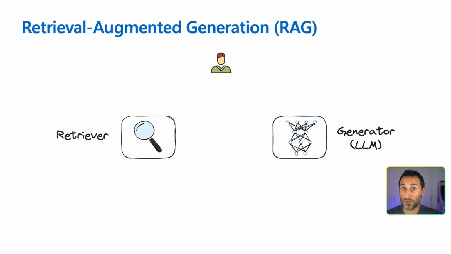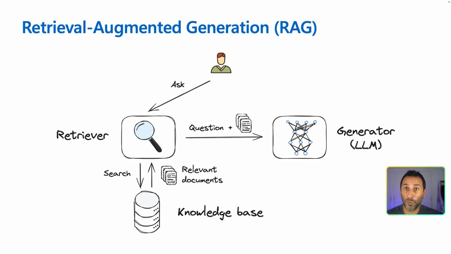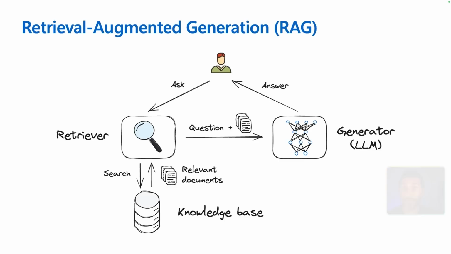Now, how does RAG work? First, the user asks a question. The retriever will search for information in the knowledge base and return documents that are relevant to answer the question. Then, you send both the question and the documents to the generator that will create the answer based on the information provided.